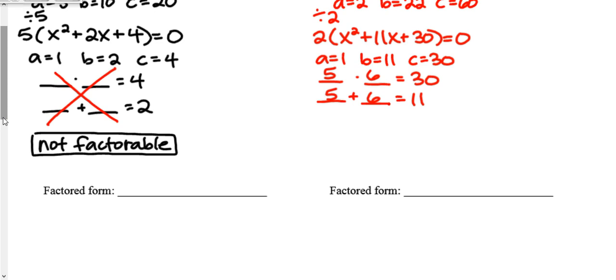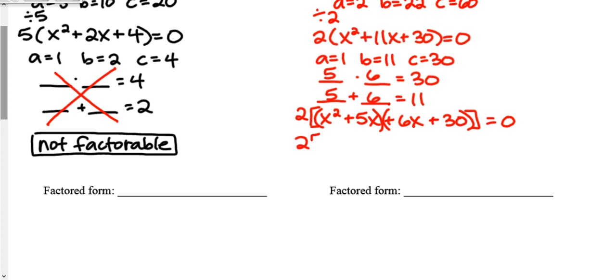So now we're going to rewrite our quadratic. So we have 2, and that would be x squared plus 5x plus 6x plus 30. And then in the same step, I'm actually going to group as well. So then we group. So looking for a common factor in the first set of parentheses, the common factor would be x, leaving us with x plus 5. In the second set of parentheses, it would be 6, leaving us with x plus 5.